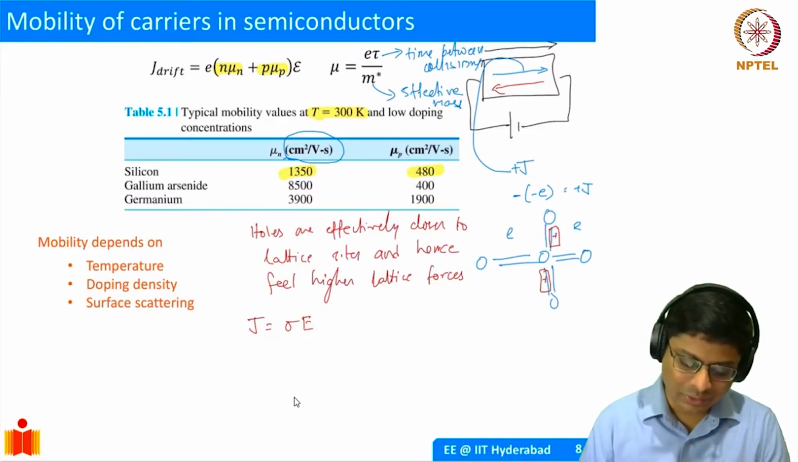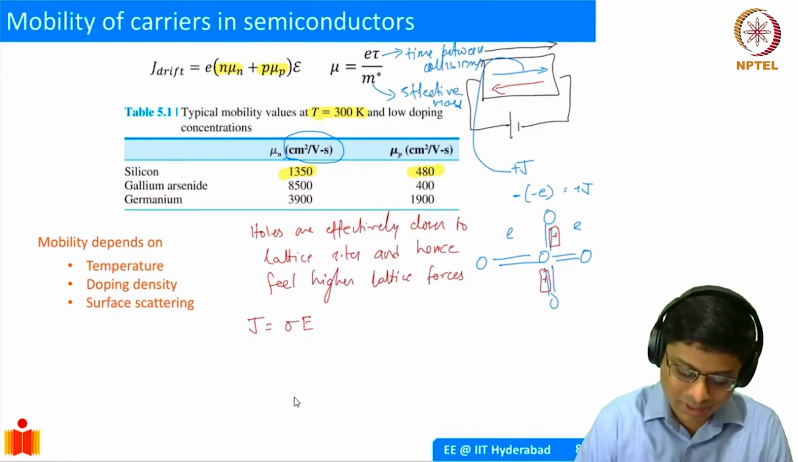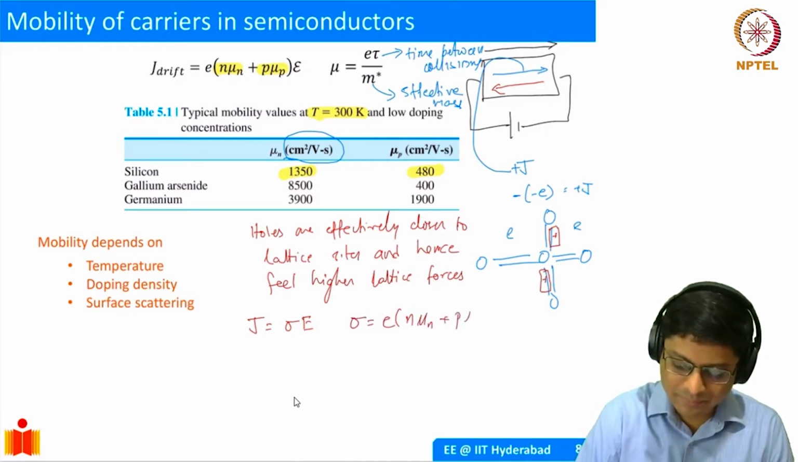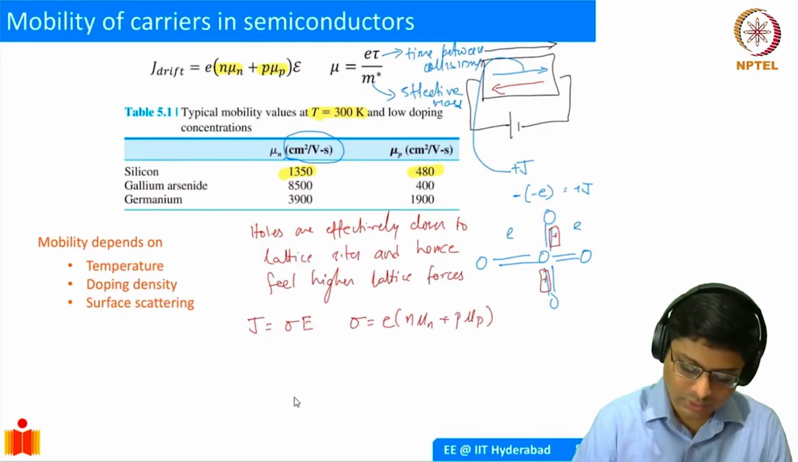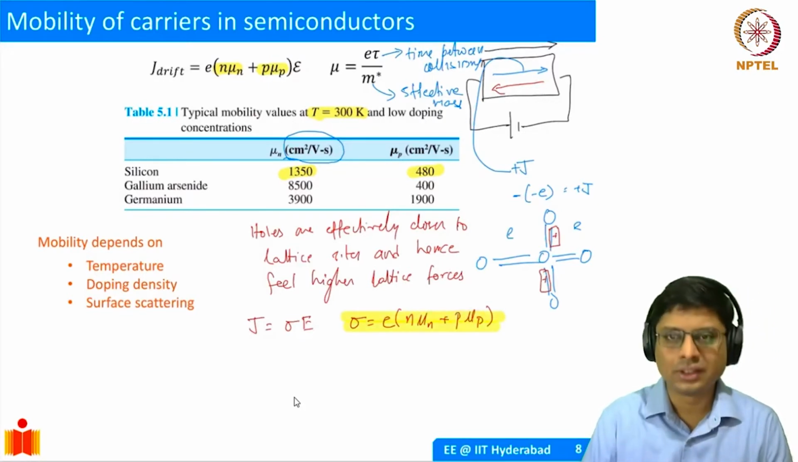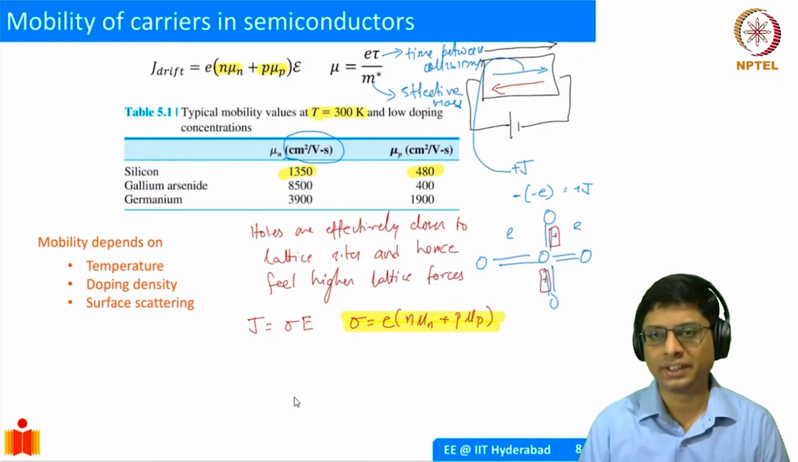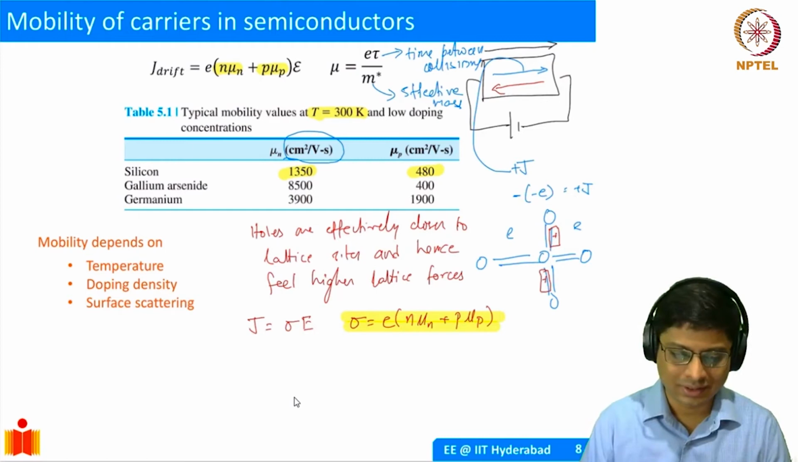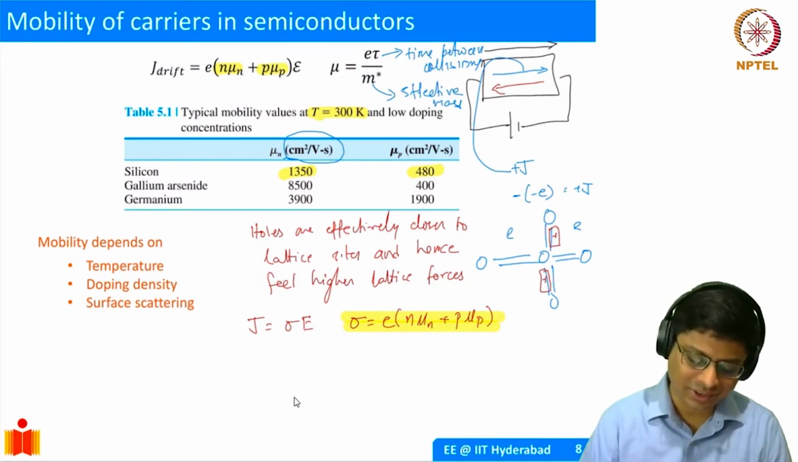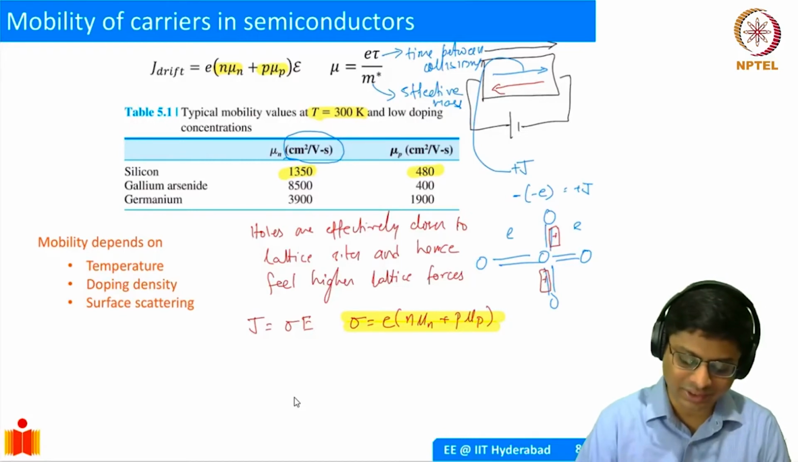Okay, so from this, what it implies is sigma is going to be q times n mu n plus p mu p. This is your conductivity of a material. And so if you know the doping density, you could calculate this. For example, I mentioned the resistivity of an intrinsic semiconductor, right? Intrinsic silicon.